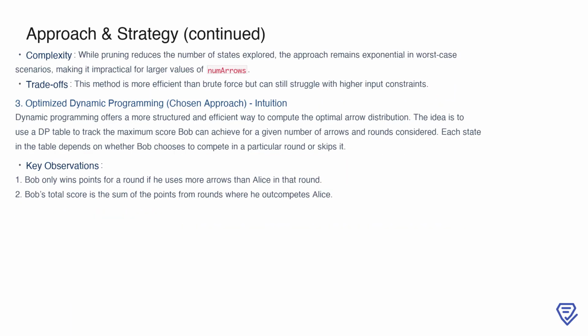Even with pruning, the backtracking approach struggles with scalability due to its exponential complexity in the worst case. This brings us to a more structured solution: dynamic programming. By leveraging a DP table, we can systematically determine the optimal arrow distribution.